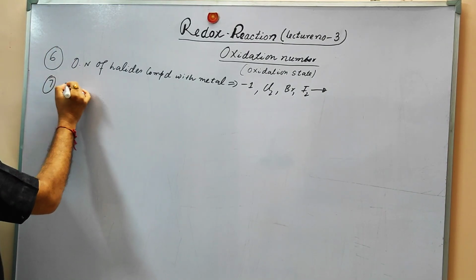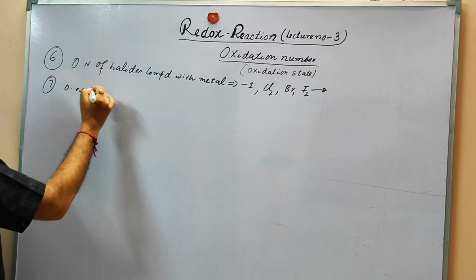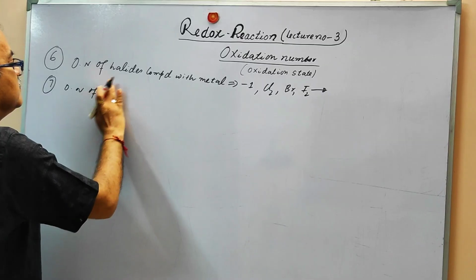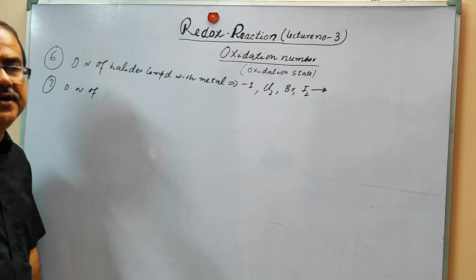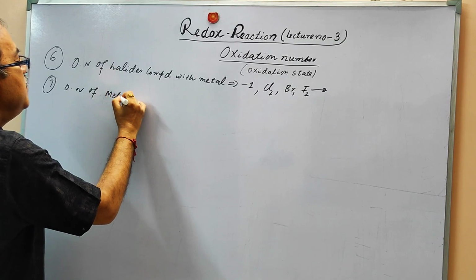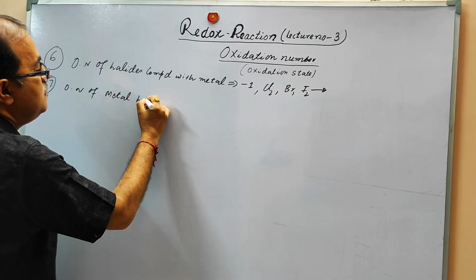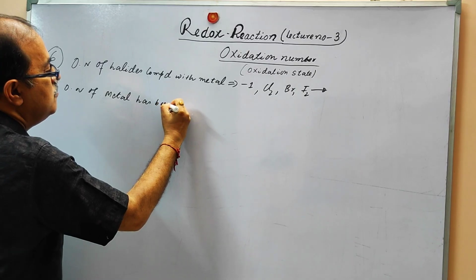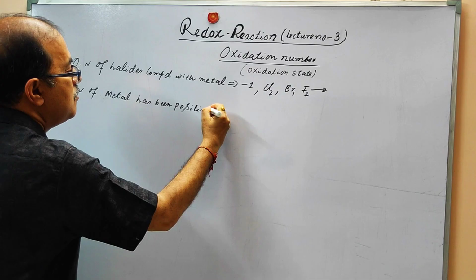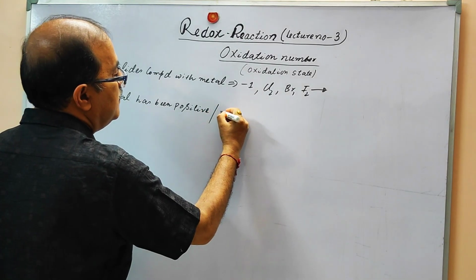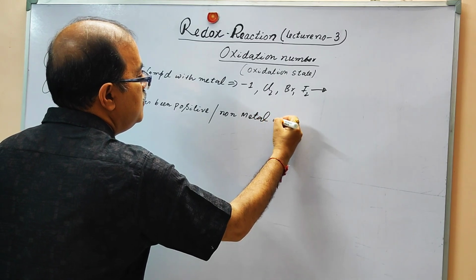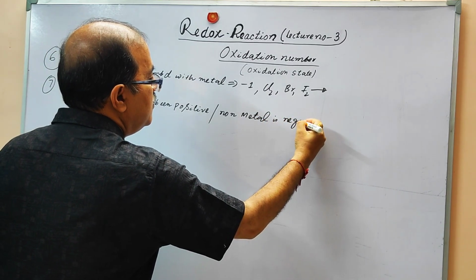Seventh point: the oxidation number of metals and non-metals. Suppose the compound has been prepared with a metal and a non-metal, then the oxidation number of the metal will be positive and the non-metal will be negative.